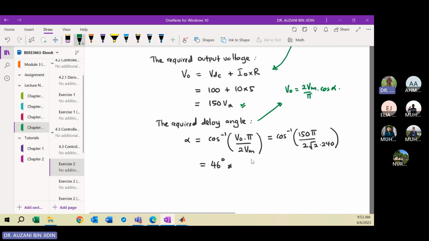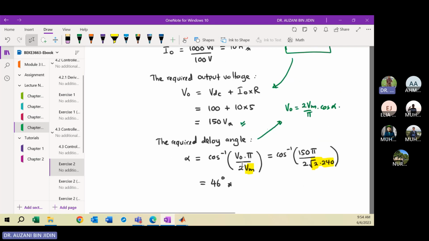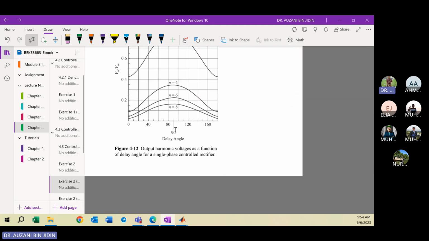So don't forget for the calculation of Vm, you need to multiply 240 by 2 to calculate the peak, the amplitude of the sine, Vm. Very simple. So then next page.